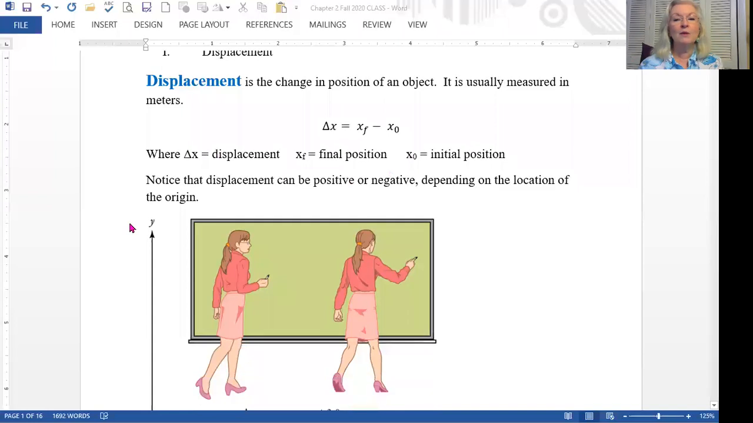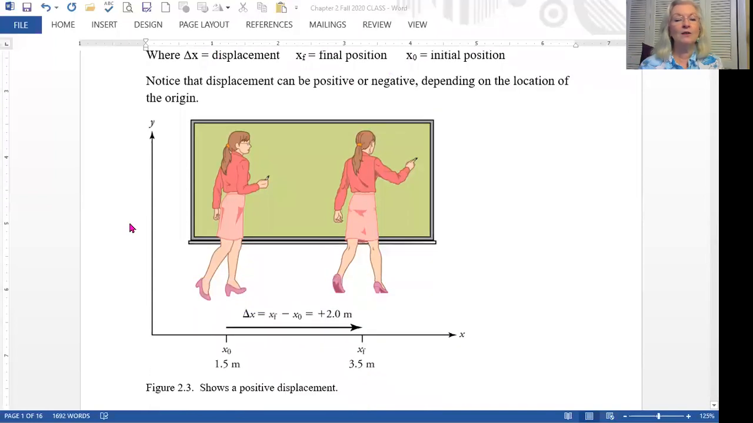So displacement can be positive or negative. It depends on the location of your origin. In this first example from the book, if we start out measuring right here, this is our 0, and we move to the right, our final position is 3.5 meters. Our initial was 1.5. Subtract the 2 and we get 2 meters. And it's a positive number because the student moved to the right. If the student had moved to the left, it would have been negative.